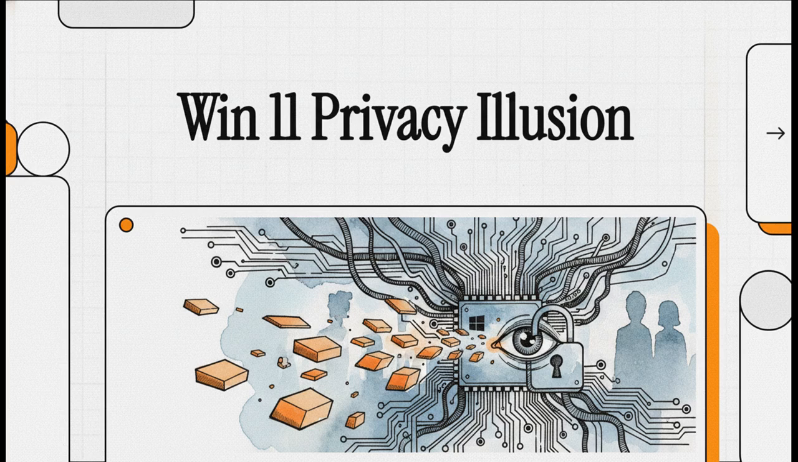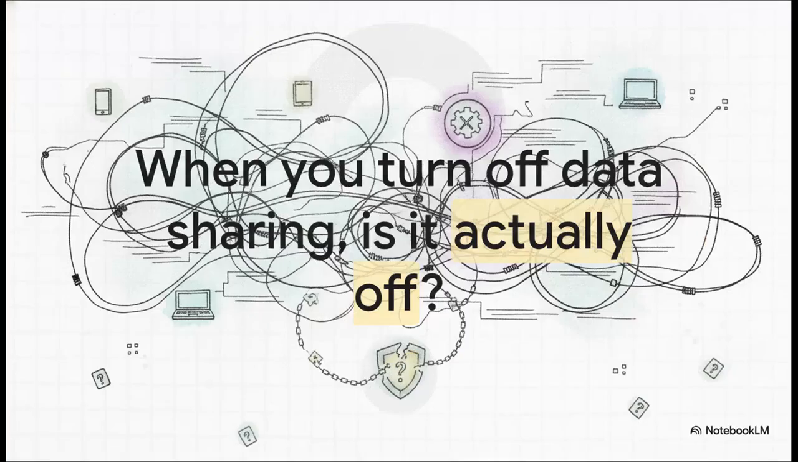Today, we're going to look way past the user interface and dig into the actual nuts and bolts of Windows 11 data collection. So let's kick things off with a super basic question about that settings toggle you've probably clicked a dozen times. When you turn off data sharing in Windows 11, is it actually off? Most of us just navigate over to the privacy settings, flip the switch, and assume our digital footprint is secure. But as we're going to see, the architecture of Windows 11 makes things a whole lot more complicated than a simple on and off state.